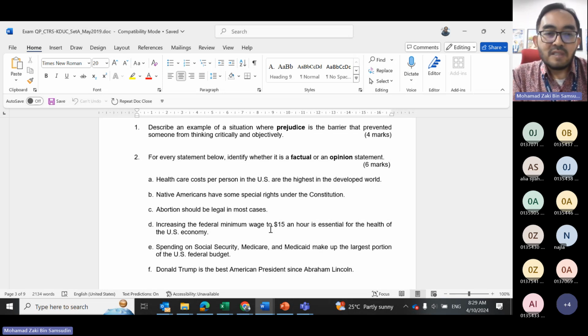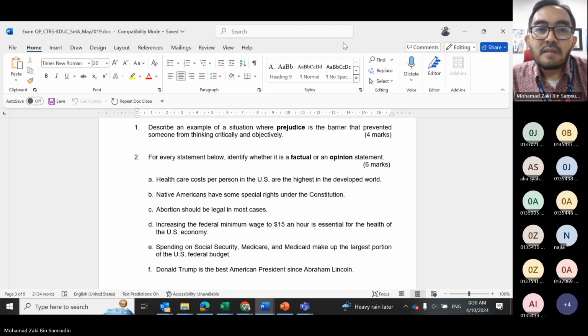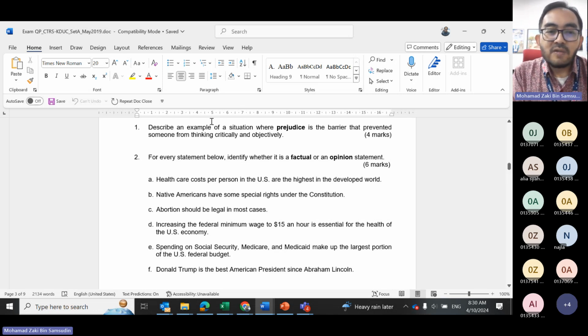Right, so let's look into these examples. Healthcare costs per person in the US are the highest in the developed world. Is it facts or opinion? Right, facts or opinion? Cuba bagi jawapan sikit, tengok dalam chat box. Tak ada chat box. You can post on chat, kan? I will see. So what do you think? Healthcare costs per person in the US are the highest in the developed world. Facts or factual, or is it opinion?